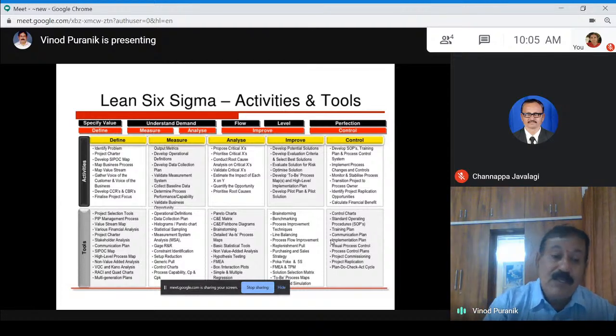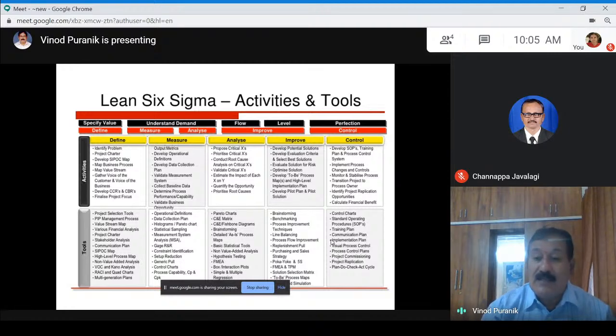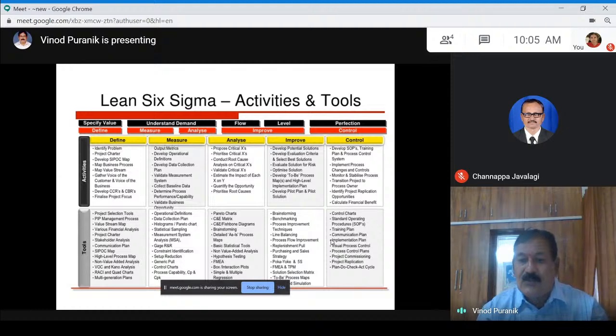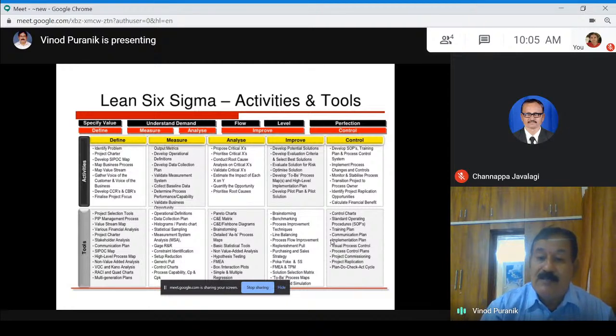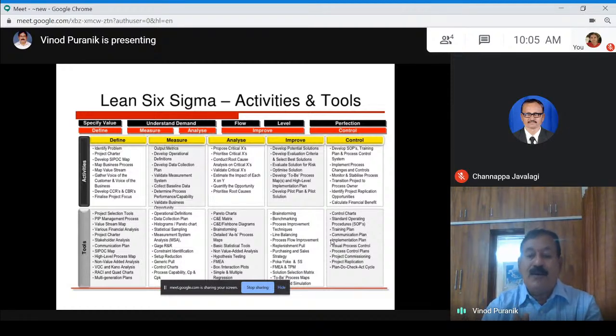Then come to the tools. Of course, your control charts are there. Then many things are there. Then plan, do, check, act, as I told earlier. It's very important. Then process control plans, visual process control. So many things are there that you have to control. That is very important for the activities and the tools.